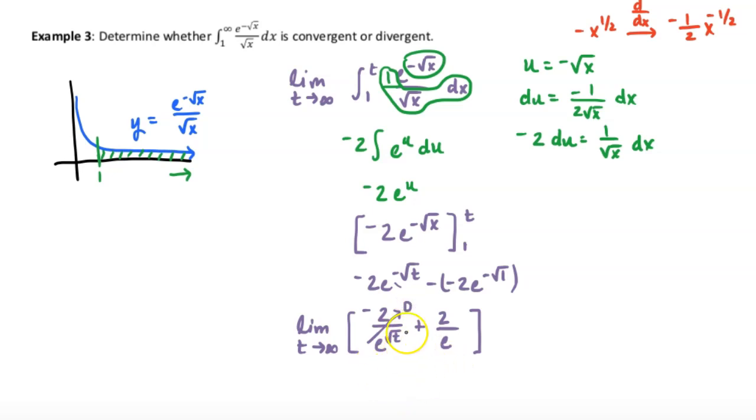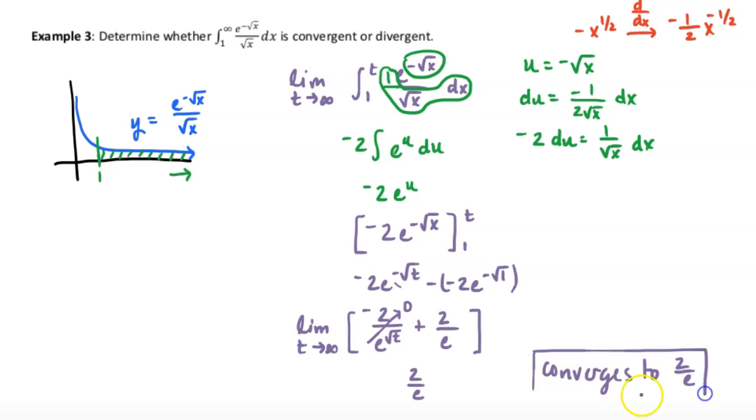And so this is going to give me 0 plus 2 over e, which is just 2 over e. And because this is a constant, this is a finite value, and therefore this converges to 2 over e. And that is it.